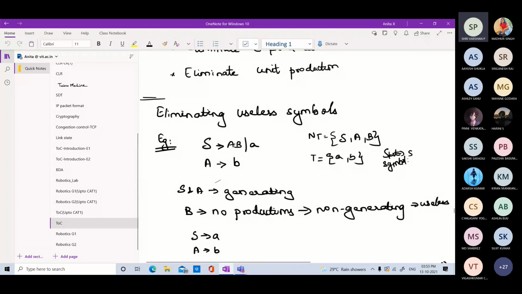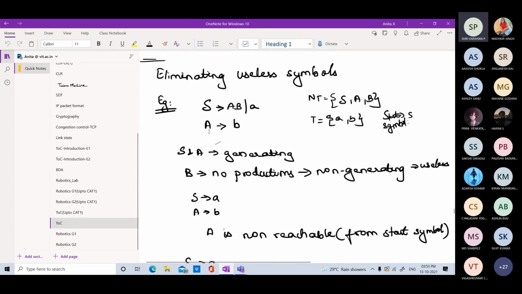Here you can see we are having three non-terminals S, A, and B. B is not having any production. So B is a non-generating symbol, so that needs to be eliminated. How to eliminate it? All the productions which incorporate B should be removed. Here B is accompanied with A, so this particular production should be removed. After eliminating the non-generating symbol, I'll be having S derives A, and A derives B. So now no non-generating symbol is present here.